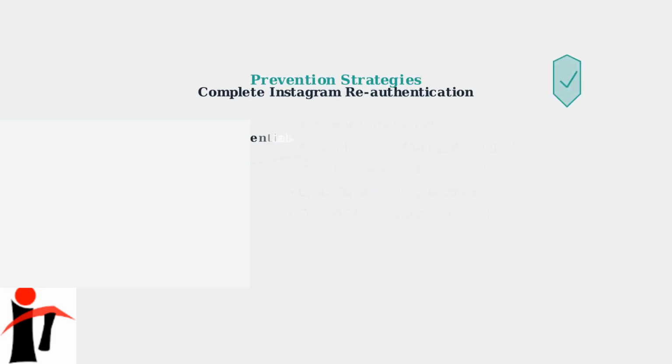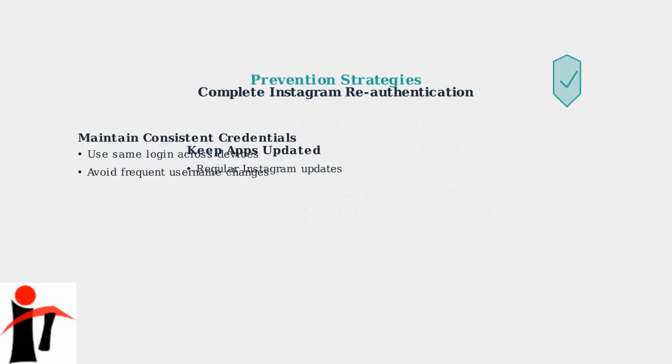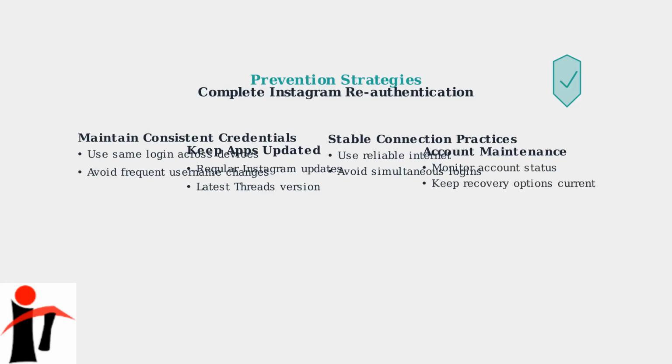Prevention is always better than troubleshooting. Maintain consistent login credentials across all devices and avoid frequent username changes. Keep both Instagram and Threads apps updated to their latest versions. Use stable internet connections and avoid logging in from multiple locations simultaneously. Regular account maintenance, including monitoring your account status and keeping recovery options current, helps prevent authentication issues.